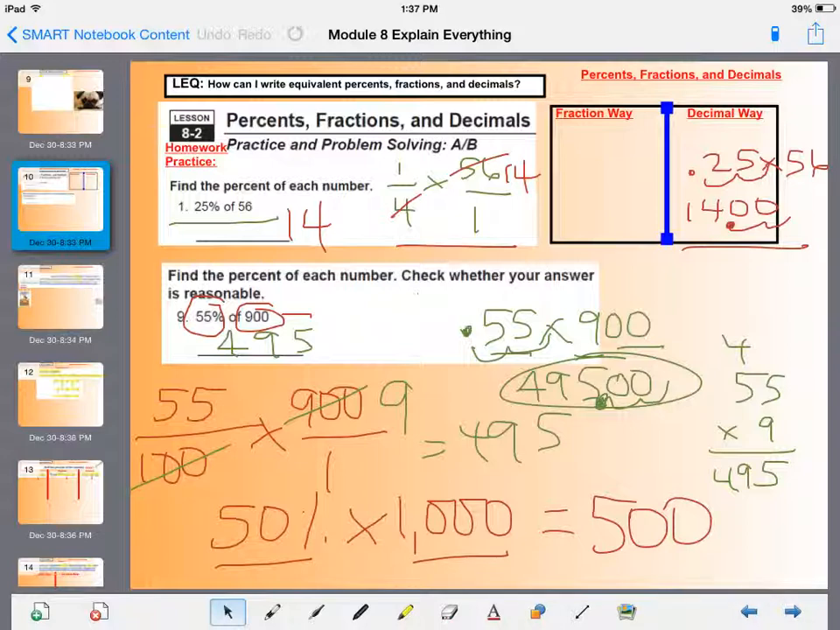It's 500. So even though I asked you guys not to do that, I did want to discuss that in this slide because that estimating power helped us to determine that my answer is going to be really close to 500. My answer was actually 495, so I know that I was super close and I know that I must be right.